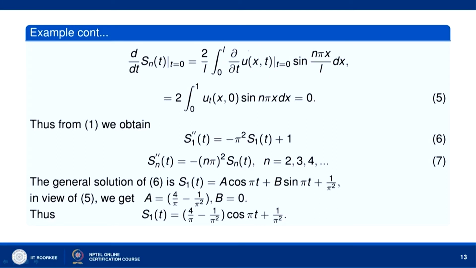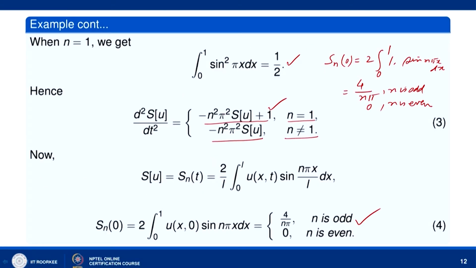this quantity becomes 0. So, we get d over dt of S n t at t equal to 0 as 0. Now, then what do we get? This double dash actually denotes the derivative with respect to t. Now, we have ordinary differential equations.